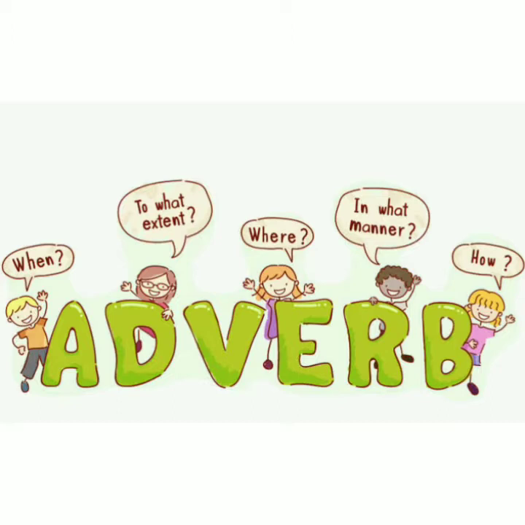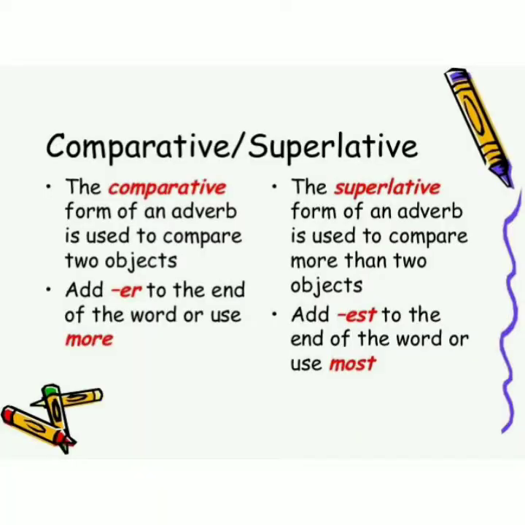When it is when, the time will have to be told. When it is where, the place is mentioned. And when it is how, the manner is mentioned, like happily, unhappily, sadly, excitedly, etc. Students, adverbs have the following forms: comparative and superlative.